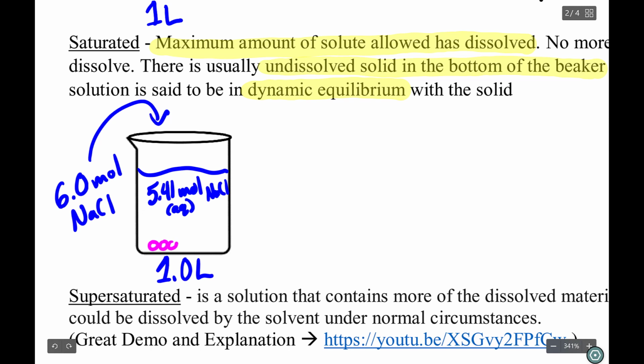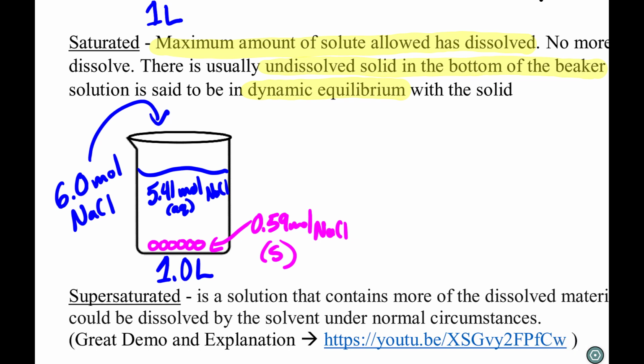The 0.59 moles of NaCl will sit at the bottom as being solid. Now, there's sodium and chloride ions bouncing around this beaker. And what dynamic equilibrium means is this. These things will bump into each other. So I'm going to just call this here a sodium ion.